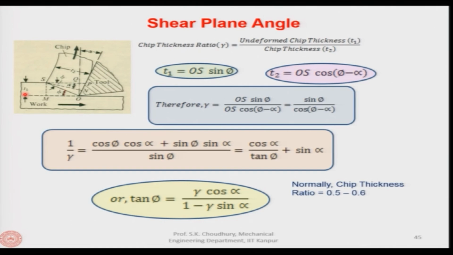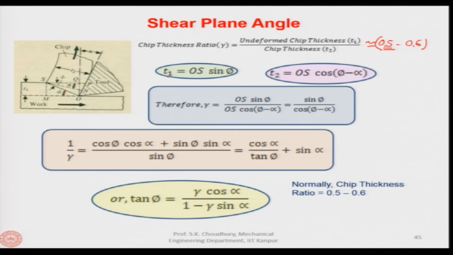Now, if we have this diagram with T2 as the chip thickness and T1 as the uncut thickness, then the chip thickness ratio concept is there, which is the ratio of the undeformed chip thickness by the chip thickness. Normally in practice it has been seen that this is roughly between 0.5 and 0.6. That means, after deformation the chip becomes thicker, almost 2 times. This is 1 by 2. Now, chip thickness ratio is the ratio of T1 by T2.